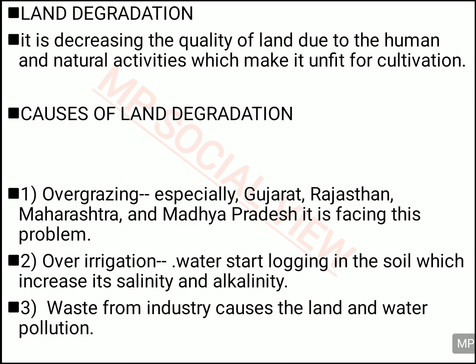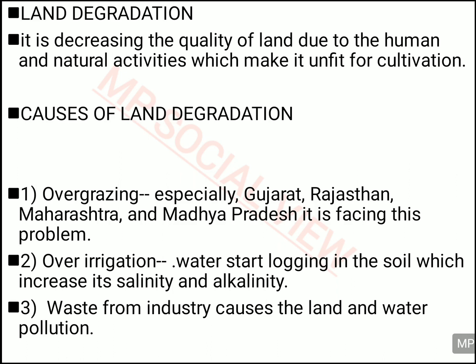So there are various causes of degradation of land, and the main important cause is overgrazing. Overgrazing means when you use the land as pasture for grazing animals, and the animals overgraze the land, then the quality of land degrades. And this problem is very much found in Gujarat, Rajasthan, Madhya Pradesh and Maharashtra side.